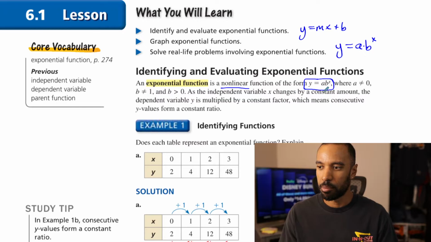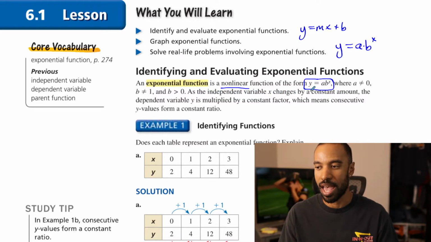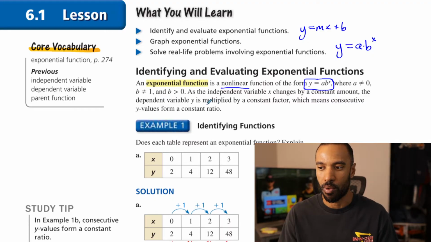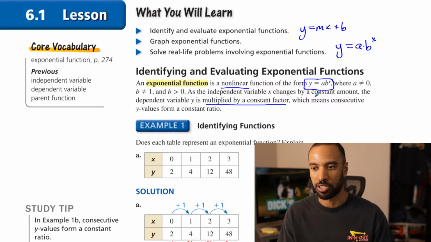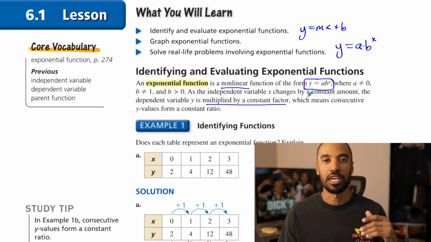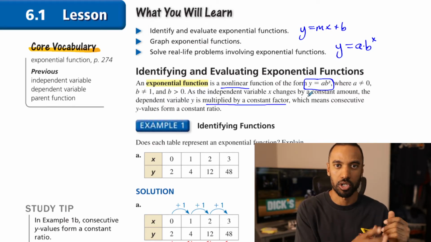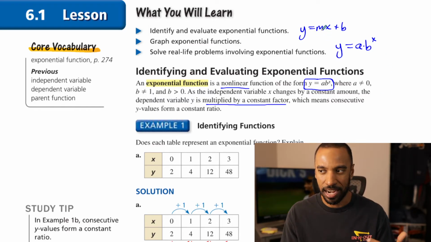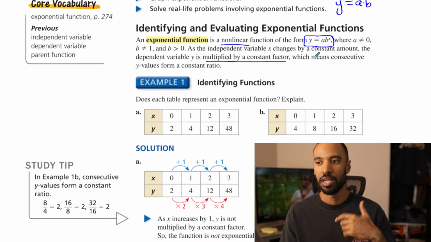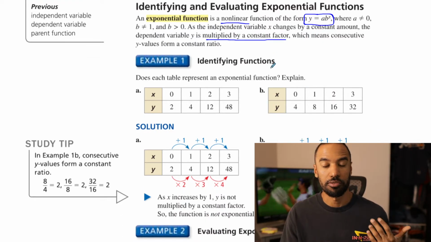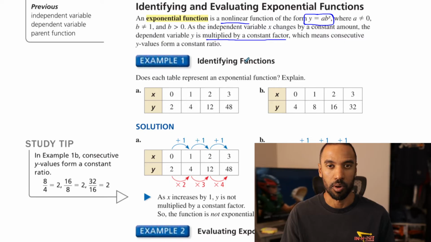As the independent variable x changes by a constant amount, the dependent variable y is multiplied by a constant factor. That's what I was saying here before, that you are multiplying another portion of your b over and over as opposed to adding, say, an m. Now let's get into their examples. They're going to first start by identifying functions, and we can talk about what it means there.